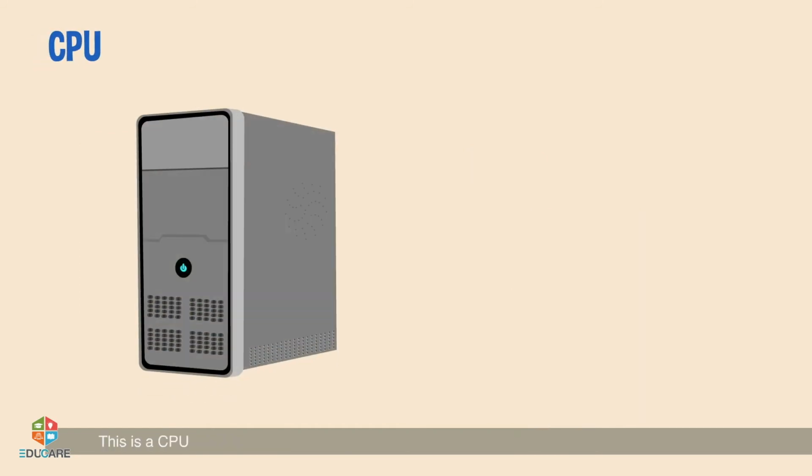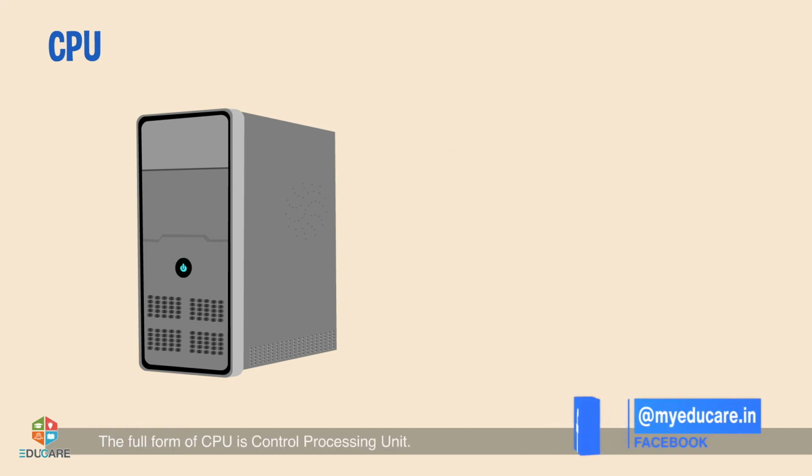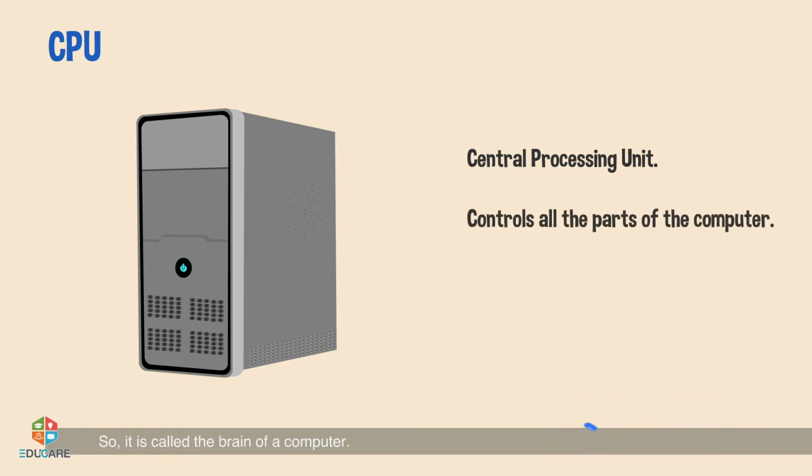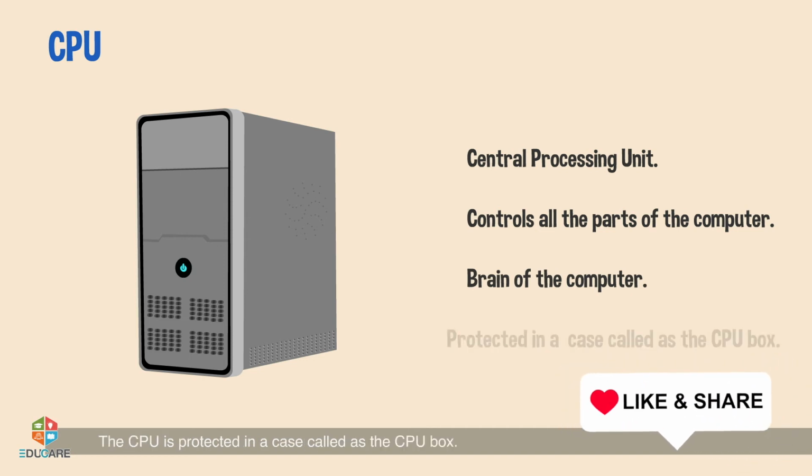CPU. This is a CPU. The full form of CPU is Central Processing Unit. It controls all the parts of the computer. So, it is called the brain of a computer. The CPU is protected in a case called the CPU box.